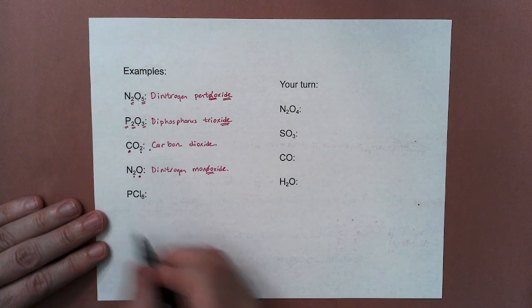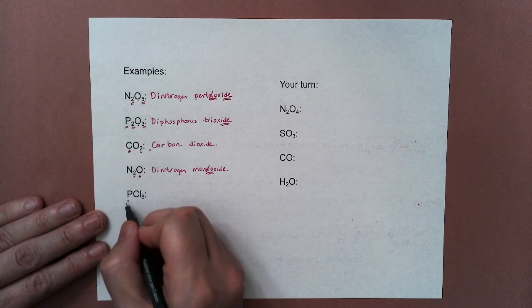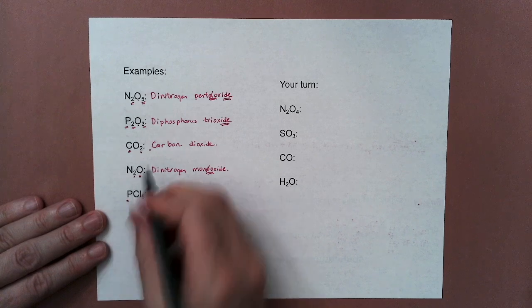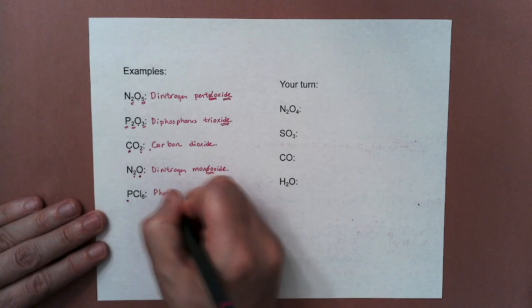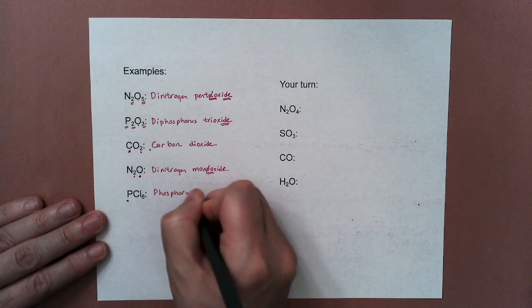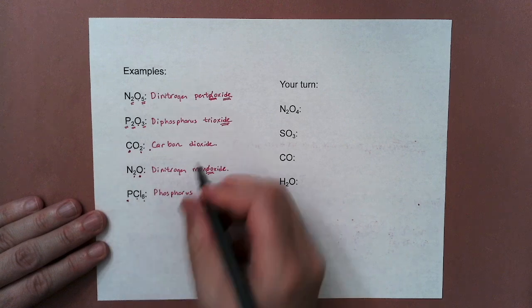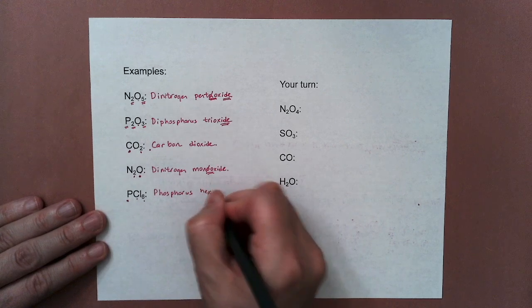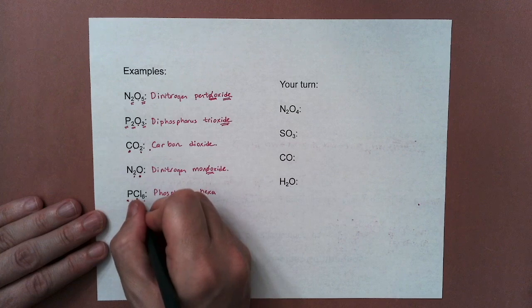And finally, PCl6. I have 1 phosphorus. If you have the first nonmetal, 1, you don't need to say the number of it, so it's gonna be phosphorus. Then I have 6 chlorines. 6 is hexa. Then chlorine becomes chloride.